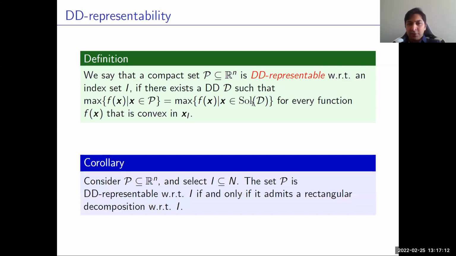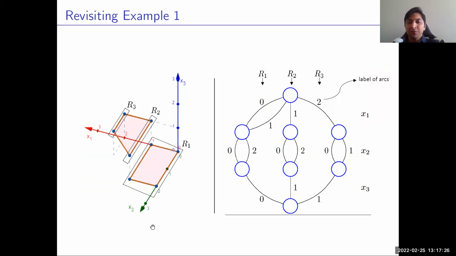So applying the rectangular decomposition as well as the equivalence class, we obtain this corollary, which says that a set P is D-representable if and only if it admits rectangular decomposition with respect to I. So going back to our previous example, on the left, we had this mixed integer bounded set with these two pieces. We saw that it admits a rectangular decomposition with R1, R2, and R3. And on the right, we have the decision diagram representation of this set.